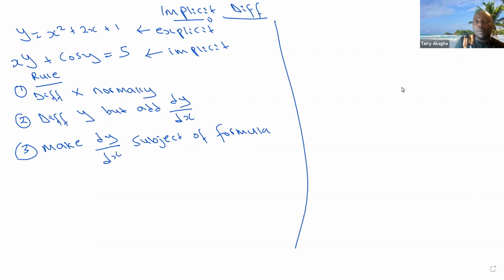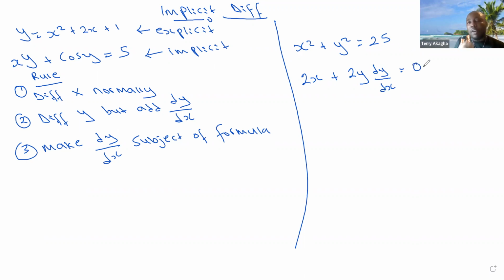Let me give an example here. Let's say I have x squared plus y squared is equal to 25. I'm going to differentiate x squared, it's going to give me 2x normally. I come here to differentiate y squared, it's going to give me 2y. But remember, when differentiating y, you add dy over dx. And when you differentiate 25, it's going to give you 0.